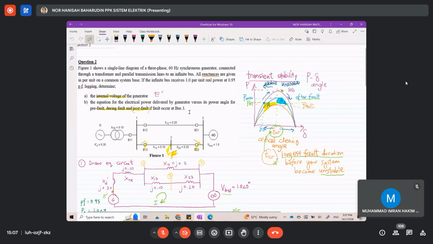Okay, students, normally during the exam, instead of saying this, I would like to rephrase the question as: evaluate the power system stability. Okay, so what do I expect if I ask you to evaluate the power system stability of the system? I expect you to finally draw this power angle curve. Okay, I want you to draw the power angle curve.